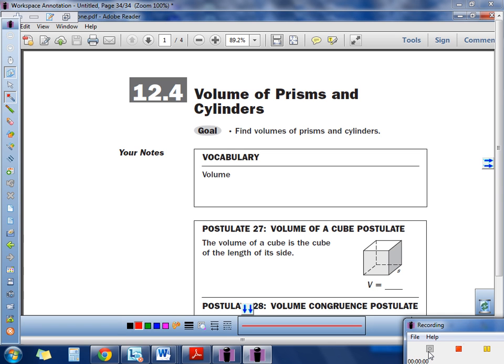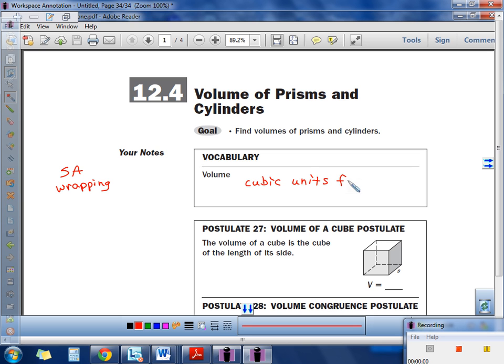Alright, today's lesson is about finding volumes of prisms and cylinders. So first off, we have to talk about volume, what it is, and compare it to surface area. In the past, I described surface area as being like wrapping paper. How much wrapping paper does it take to go around the 3D shape? Volume is how many cubic units fit inside the shape.